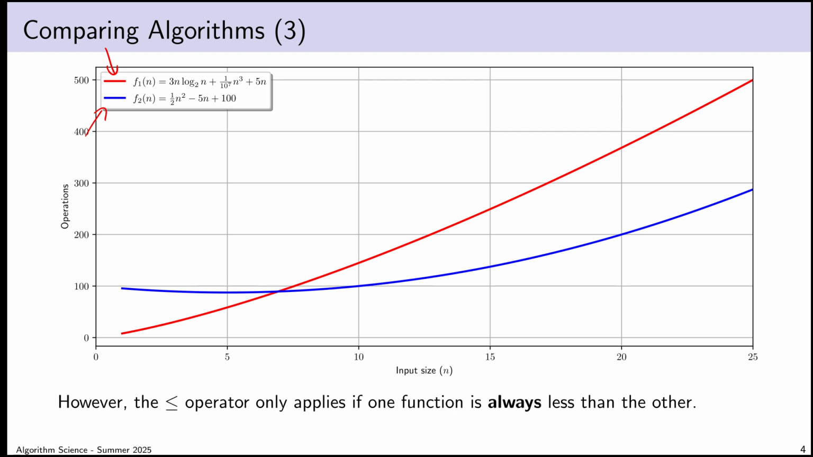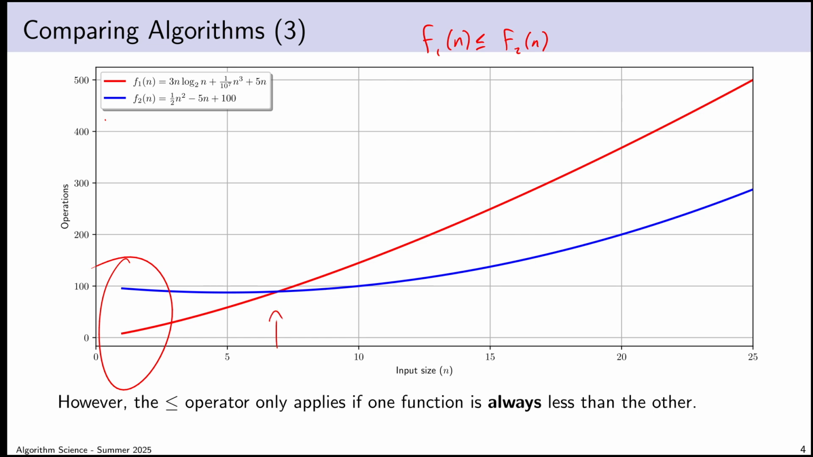We'll see only a few dotted lines. What we can see, though, is that if we try to use the less than or equal to operator, I can't make the statement that f1 of n is always less than or equal to f2 of n, or vice versa, because although it's true down here, when n equals 1, that f1 is less than f2, they trade places.